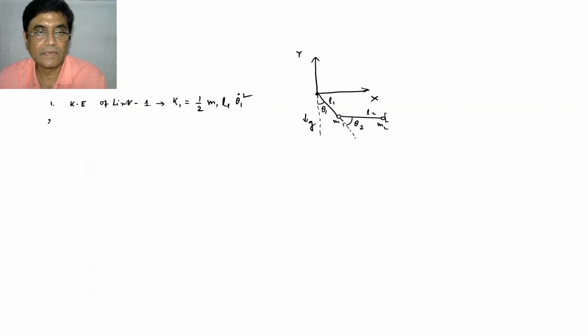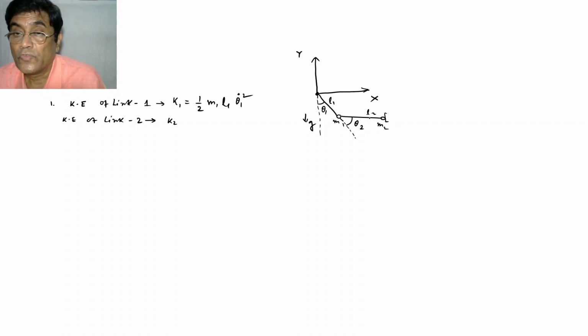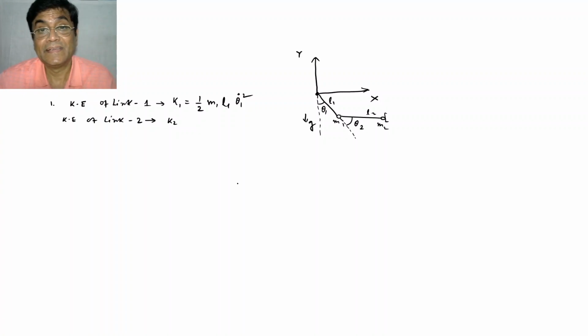Now kinetic energy of link 2. Say this is K2. For calculating kinetic energy for this link, what do you need? You need half m2 v squared. Now v will be a velocity which you do not know, and we need to figure out. For calculating K2, we need this to be resolved like this.